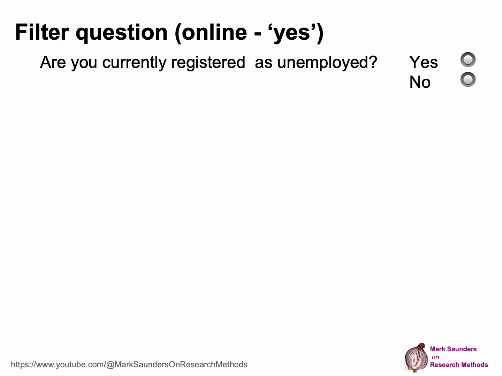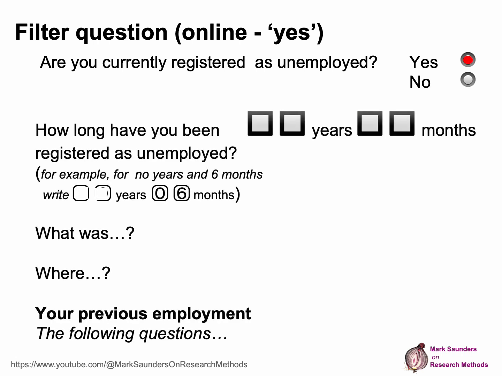So now let's look at a filter question for an online questionnaire. An online questionnaire doesn't often number the questions, and it comes up with a question like this. Are you currently registered unemployed? And our respondent will answer either yes or no. Let's assume they answer yes. Once they've answered yes, the next question appears. So it's there immediately.